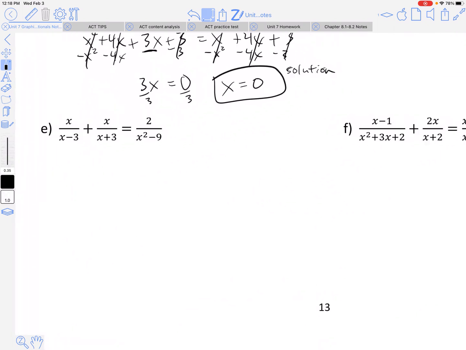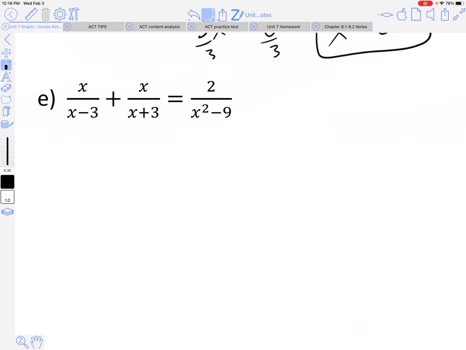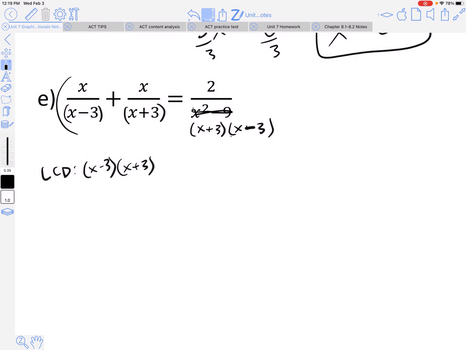Alright, E. Okay, so least common denominator. Looks like we're going to have an x minus 3 and an x plus 3. Right, so we'll multiply these by each other. And then instead of having to multiply it by this also, I'm going to factor this. And because it's a difference of squares, I can factor it really quickly. I notice, oh, this guy already has that entire denominator that I'm going to create. So I actually don't need to multiply anything there. So I'm done with my least common denominator.